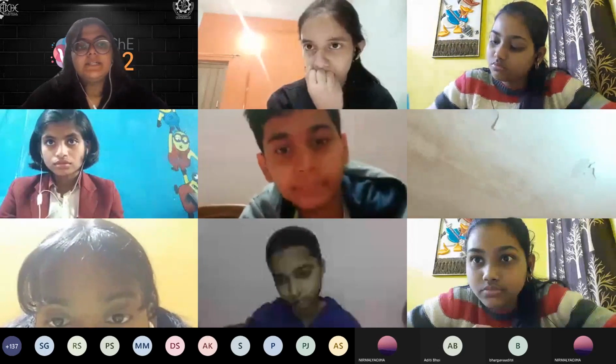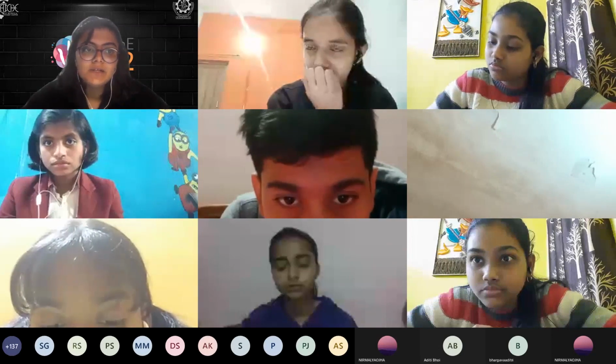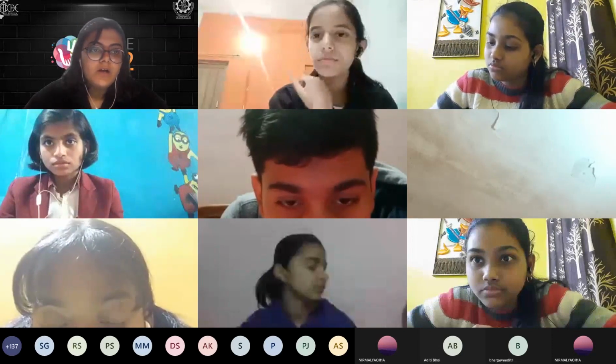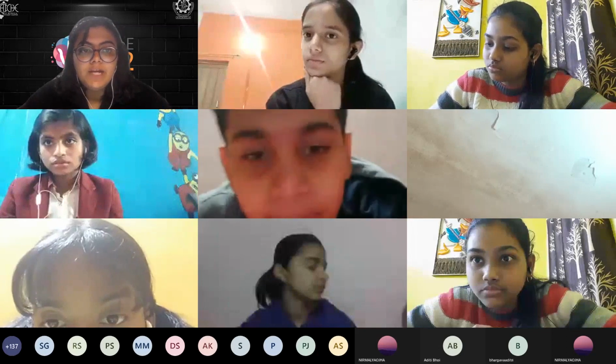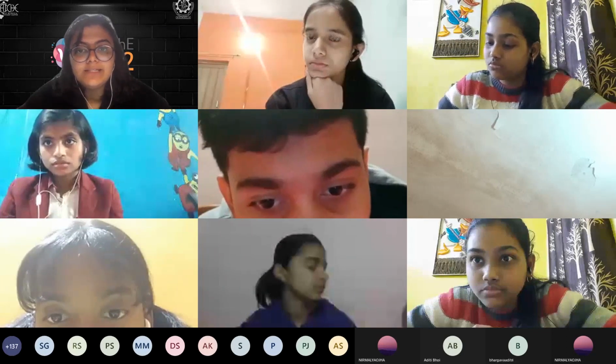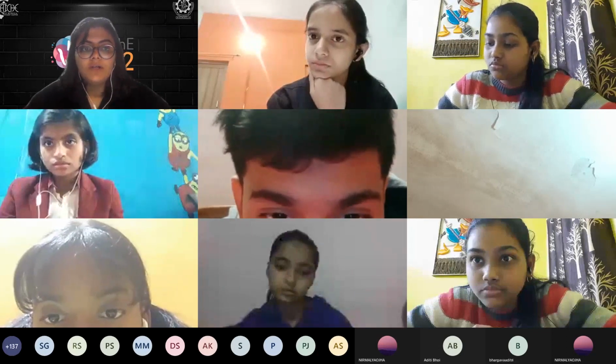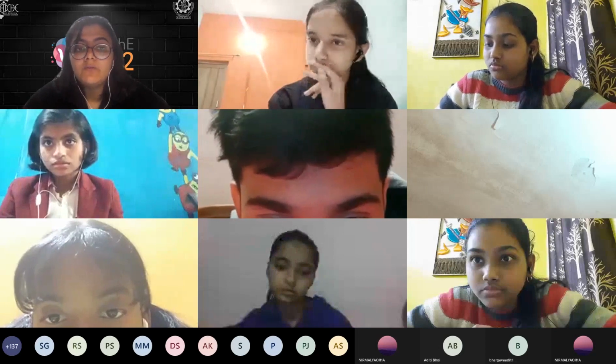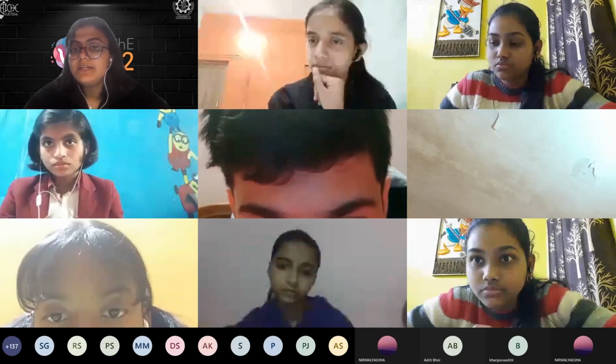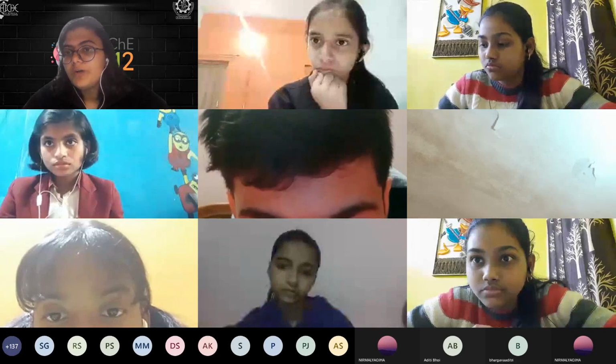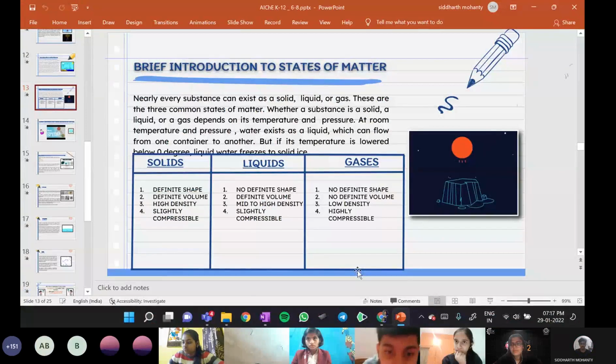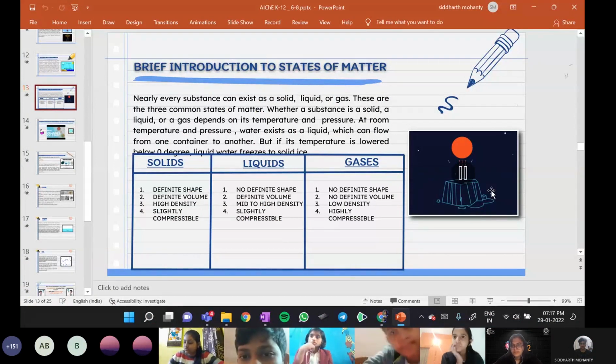So let's distinguish solids, liquids, and gases based on their properties. Solids have a definite shape. Liquids and gases have no definite shape. Solids and liquids have a definite volume, but gases do not have a definite volume. What do I mean by this? For example, if there is a container and gas is present in it, then it spreads throughout the container, and thus there is a change in volume.